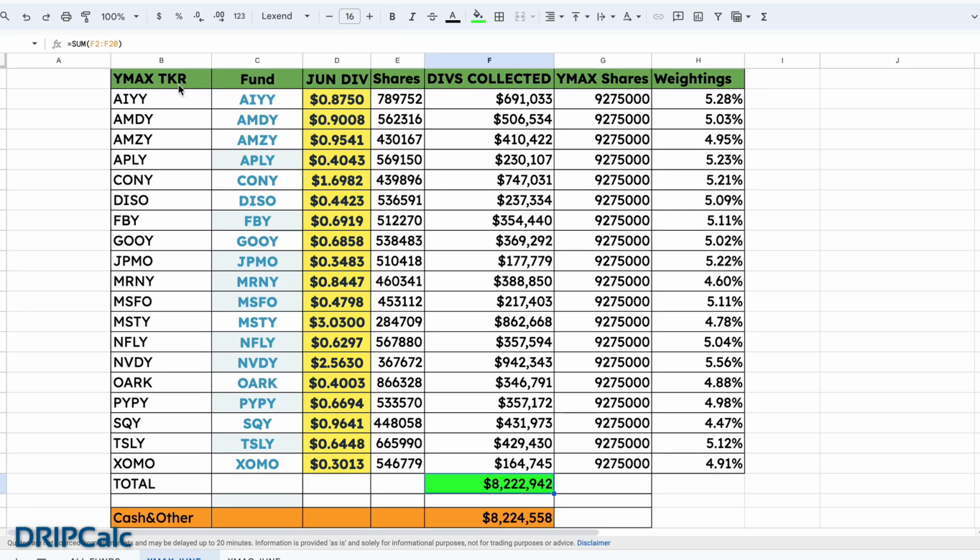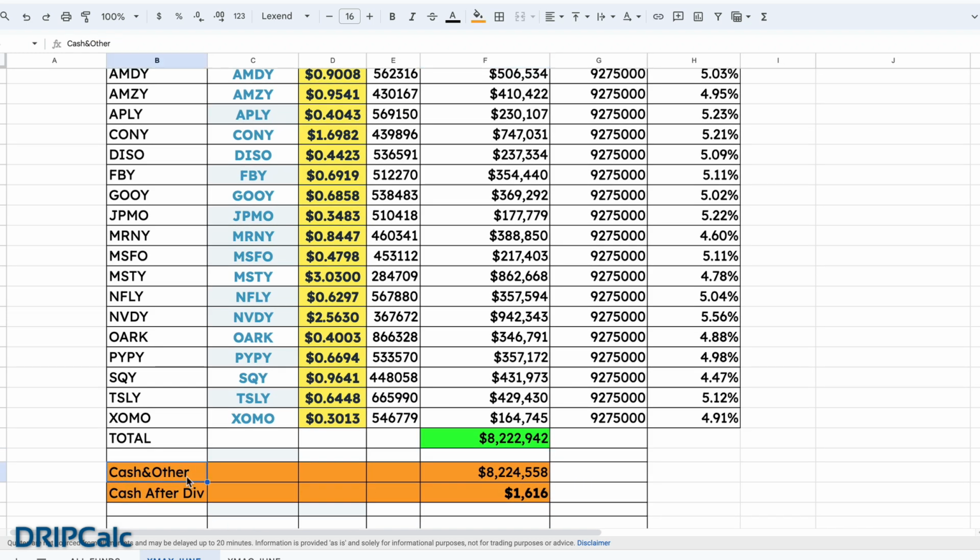Okay, so I have these two columns right here, just to make sure that I don't make mistakes when I calculate the dividends. Basically, these are the funds that it holds, and this is how many shares it holds. So yesterday we calculated the dividends for them, and they're in this table right here. And so based on the number of shares they hold, here's the total dividend for each fund they're holding that they will collect this month in June. And the total for that is $8,222,942.